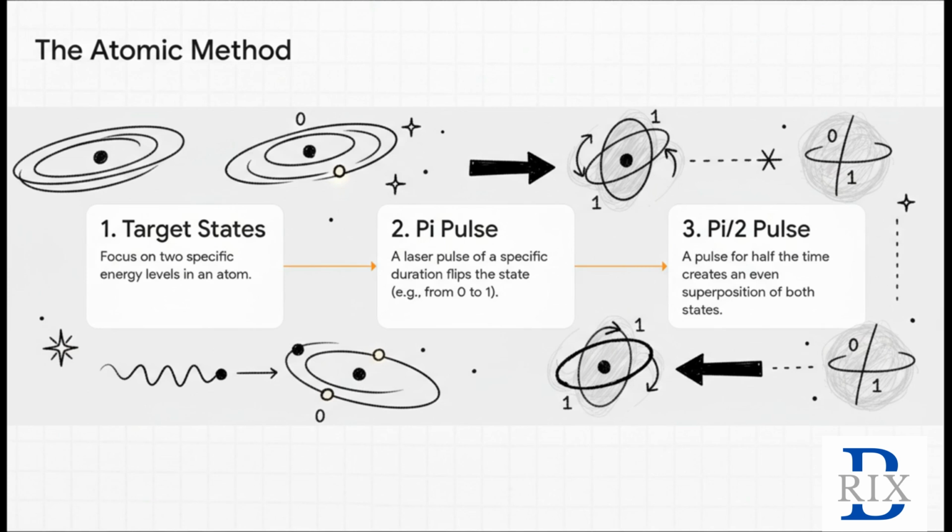So how do you create that perfect 50-50 superposition? You just zap it with the laser for half the time. It's called a pi/2 pulse, and it's like a 90-degree turn.